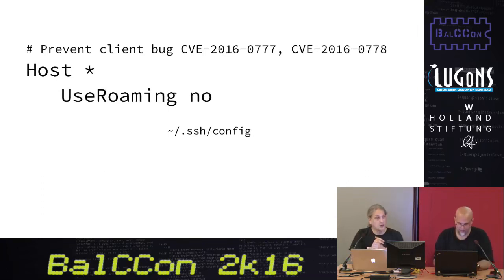It's an undocumented configuration option called UseRoaming. You want to set that to no on your client. It's not valid for the server, you don't need it there. But if you're not on a recent client version of OpenSSH, just put that into your general config to prevent any attacks from rogue, malicious servers to your client. Servers are not affected by this. Of course, if you can upgrade your OpenSSH, it's even better. It doesn't hurt on more modern versions.